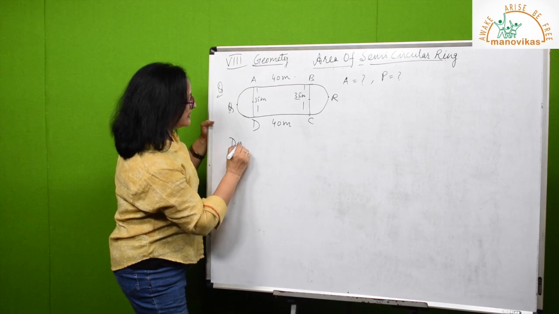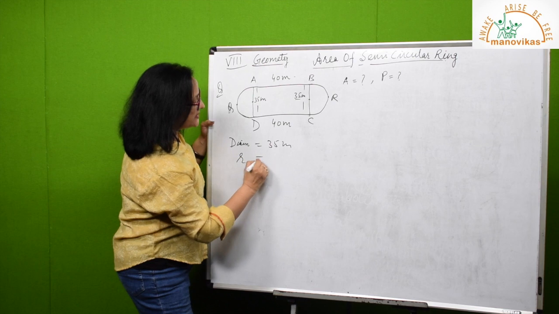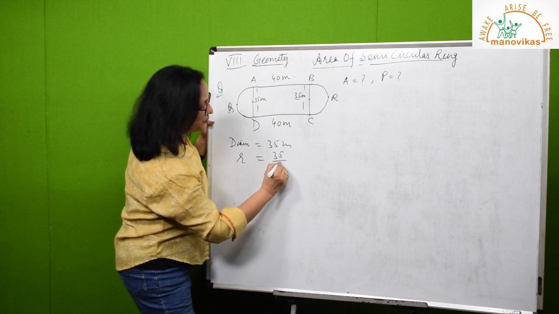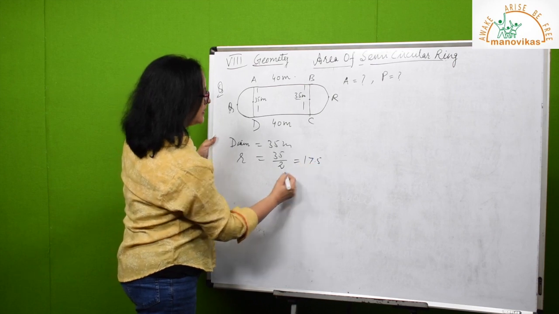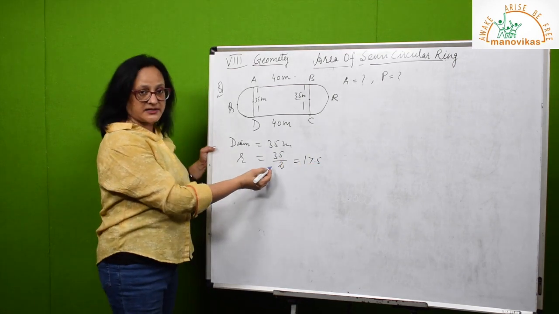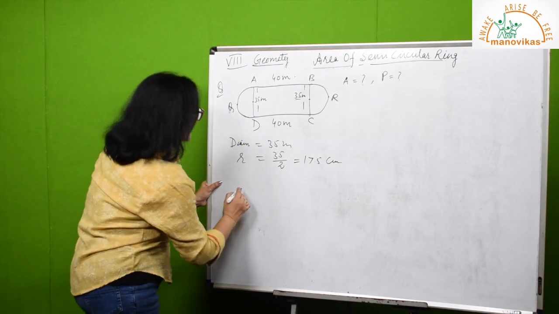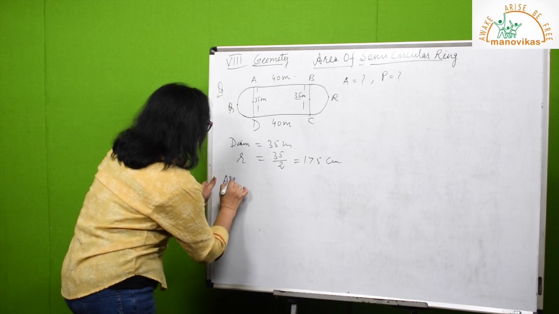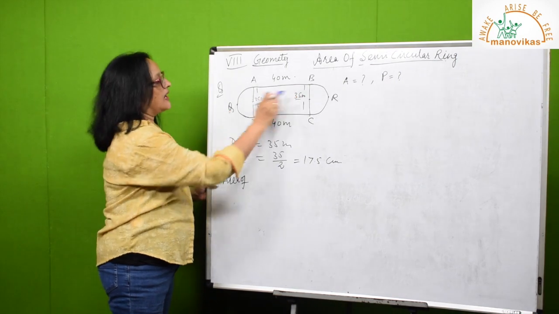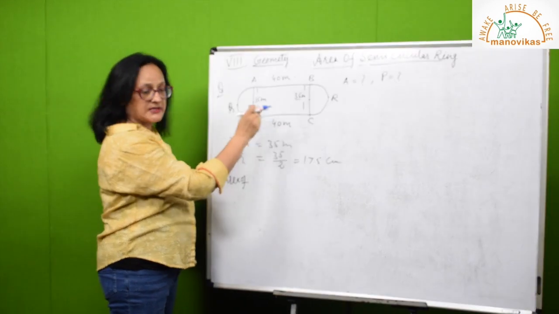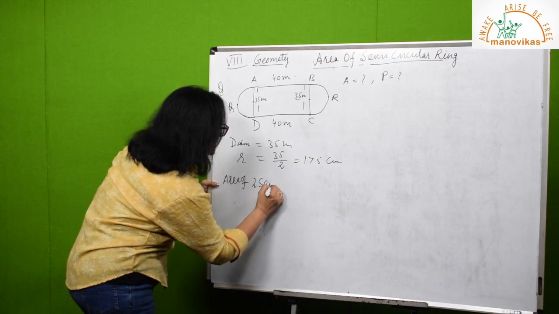So if diameter is 35 meter, so radius of the semicircle will be 35 upon 2. Either simplify it as 17.5 or use as it is 35 upon 2. So this is the radius of the semicircle. Now find the area. So area of the semicircle, one semicircle here, one semicircle here. So half and half, full semicircle is full circle. So you can take area of two semicircles.